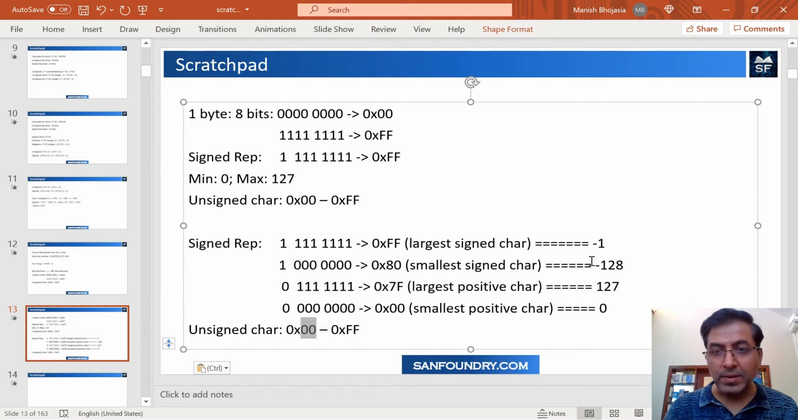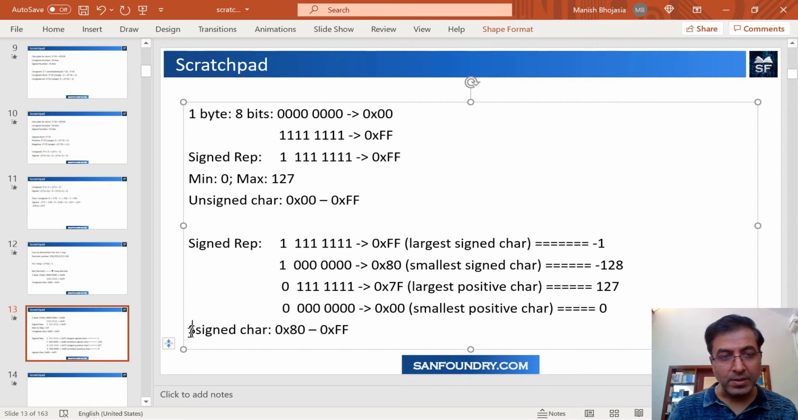So -128 all the way up to 127, right? So what do I write? Yeah, this is the representation. Remember, sorry, what I meant to say is this is not unsigned, this is signed, right? Okay, yeah. So this is signed.